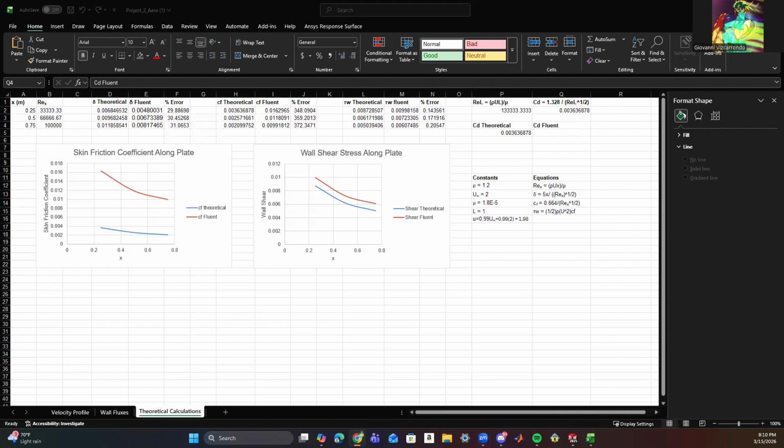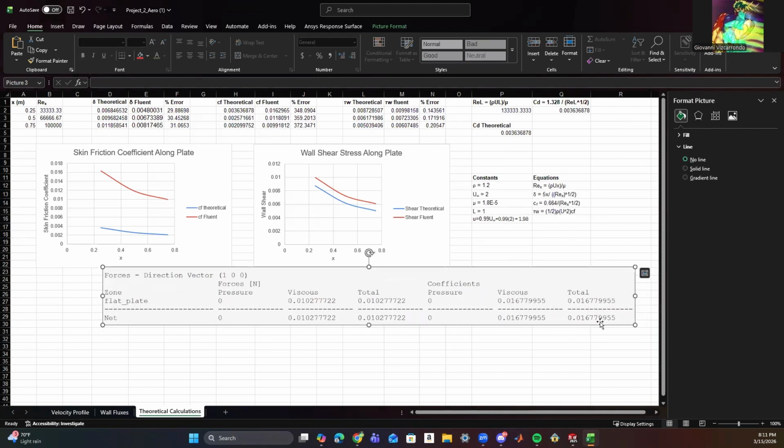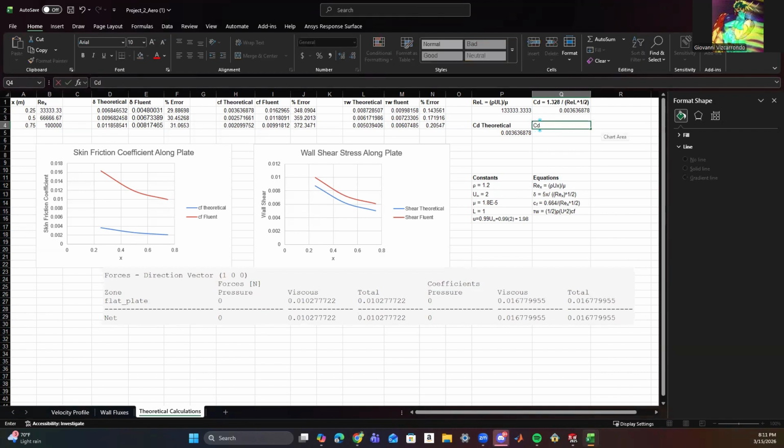All right. Hello. Sorry about that. I was able to find the coefficient from the Fluent. My partner had it. I'm just going to copy this and put it here just so you can see it. Make it a little bit bigger. Right here, it says the coefficient is 0.01678. So again, that's not technically what we have. Sorry, give me 1 second. Okay. So the total is right there.